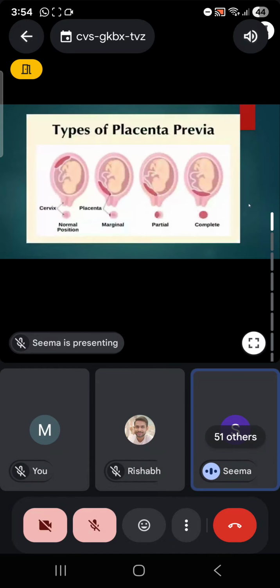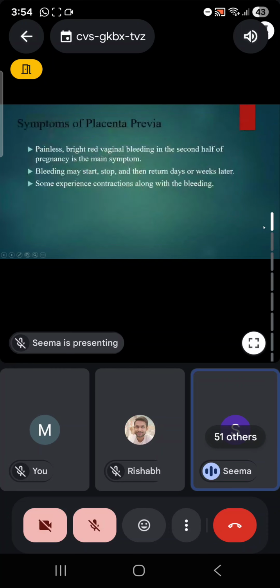Now, the types of placenta previa: there are mainly three types. This is a normal condition in the first picture. Second is marginal or partial, when it is covering half of the cervix, and then the complete type, when it is completely covering the cervix. Next, what are the symptoms we see in placenta previa? In placenta previa, it's a painless problem.